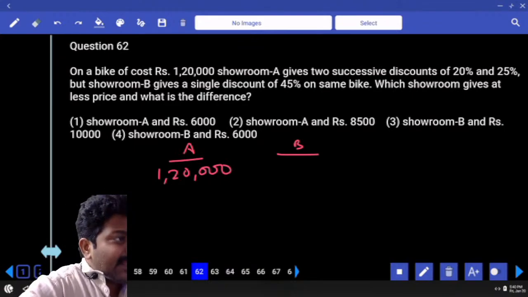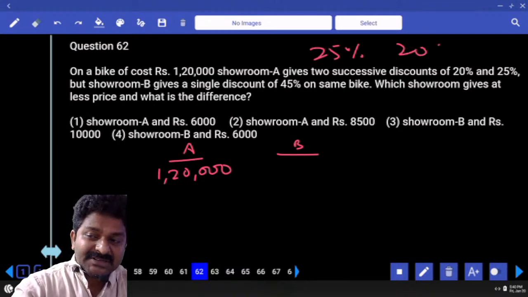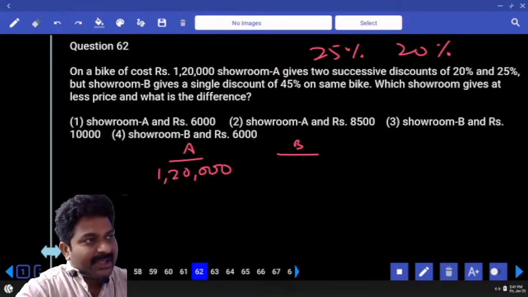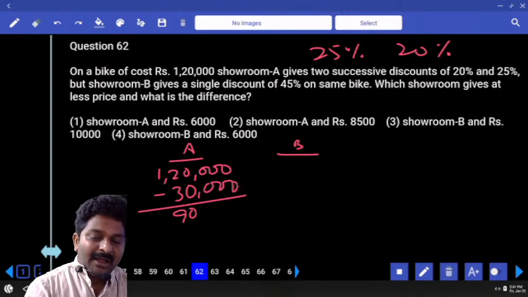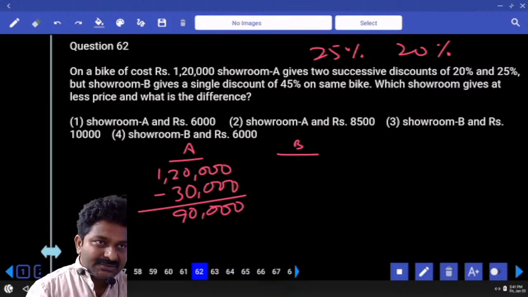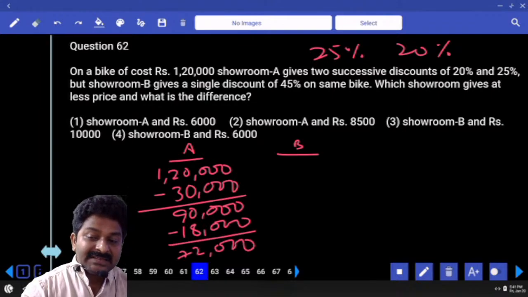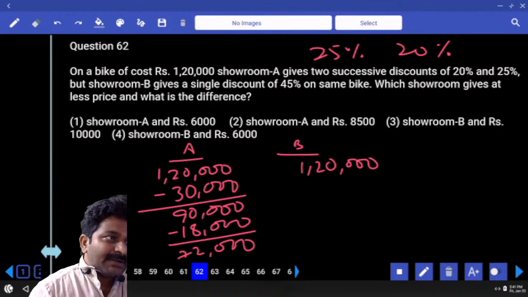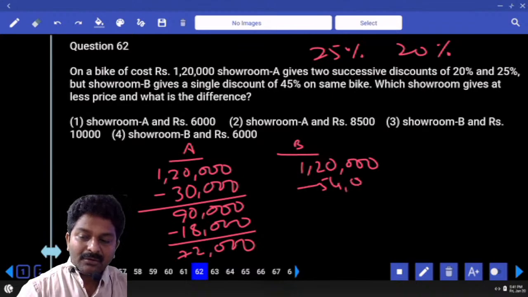I want to change the order. Can I change the order? Can I calculate first 25% discount and then next 20% discount? Can I do that? Yes. In percentages, order has no importance. You can change the order. 25% in the sense easy to calculate. So I am doing that first, which becomes 90,000. Then 20% discount, which is 18,000. Then value becomes 72,000. Whereas the other guy, upon 1,20,000, he is giving 45% discount, which is 50% minus 5%, 60,000 minus 6,000, which is 54,000.